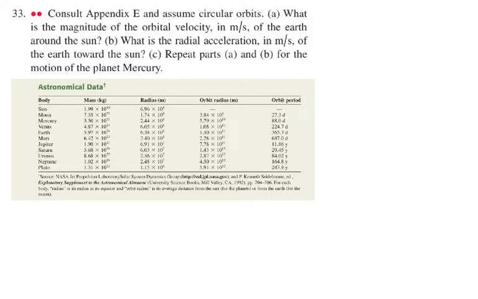Okay, here we have problem 33, and it says consult Appendix E, and this is our appendix. And assume circular orbits. What is the magnitude of the orbital velocity in meters per second of the Earth around the Sun? What is the radial acceleration in meters per second squared of the Earth toward the Sun? Repeat parts A and B for the motion of the planet Mercury.